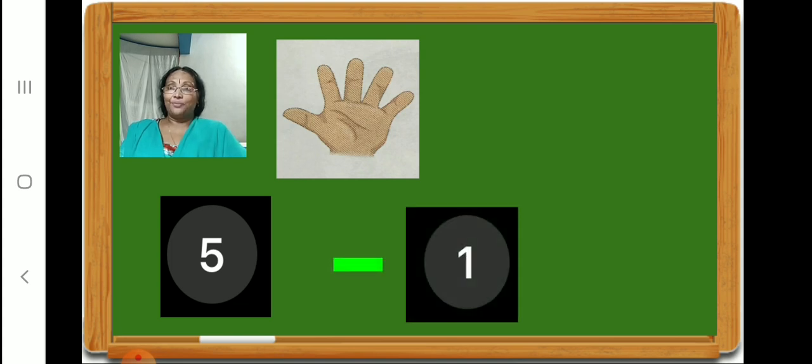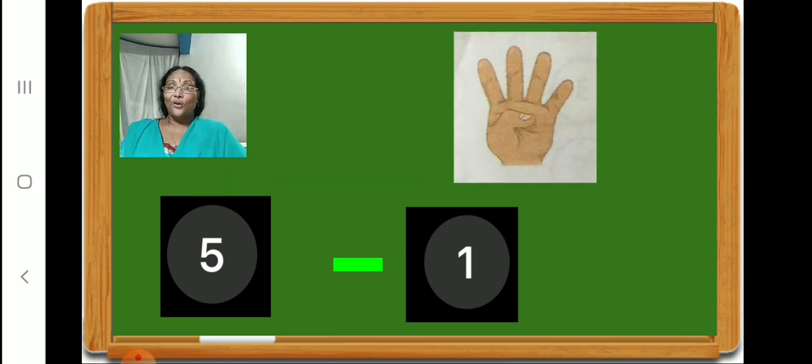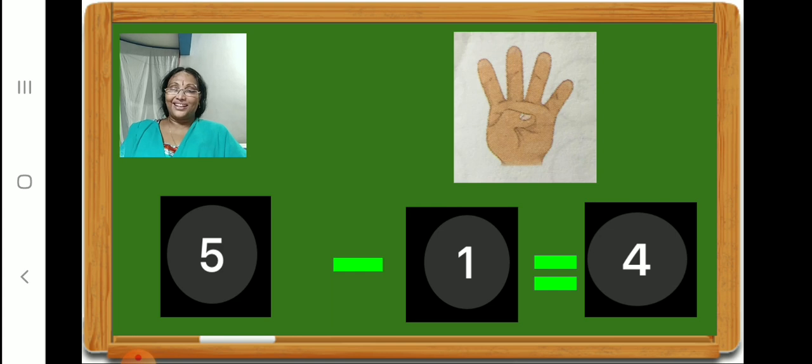Now children, how many fingers are there? Yes, 5 fingers. Now let us take away 1 finger. That means we have to fold 1 finger. Okay? Now count and see how many fingers are there. 4. Therefore 5 minus 1 is equal to 4.